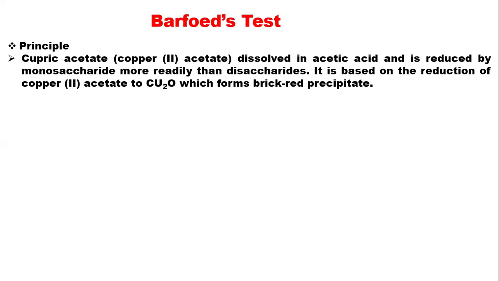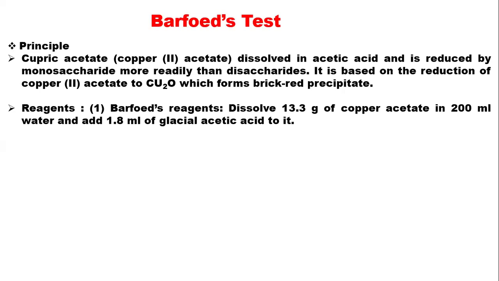So what actually happens here is you have cupric acetate, which is copper 2 acetate, dissolved in acetic acid, and this solution is used to reduce the monosaccharides that are present in the sample. Monosaccharides are more readily reduced than the disaccharides. So it is based on the reduction of copper 2 acetate to copper 1 oxide, which forms a brick red precipitate.